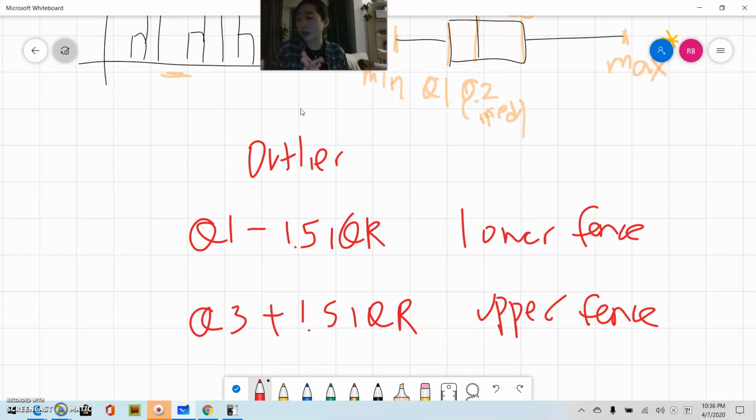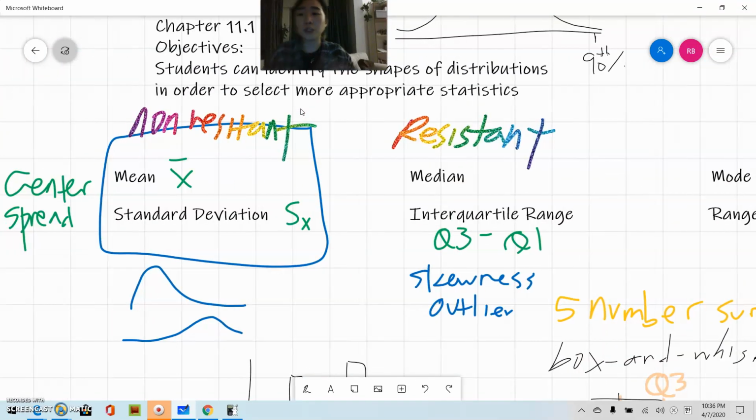So this is it for today's lesson. So a couple things that you need to remember. You need to remember which center measurement is matched up with the spread measurement, okay? You need to remember that the mean and standard deviation is non-resistant, so we only use it when there is no skewness or outlier. Meanwhile, median and interquartile range is resistant. That means you can use it when it's skewed or when you have an outlier. But we do prefer mean and standard deviation. So if there's no skewness, use mean and standard deviation.